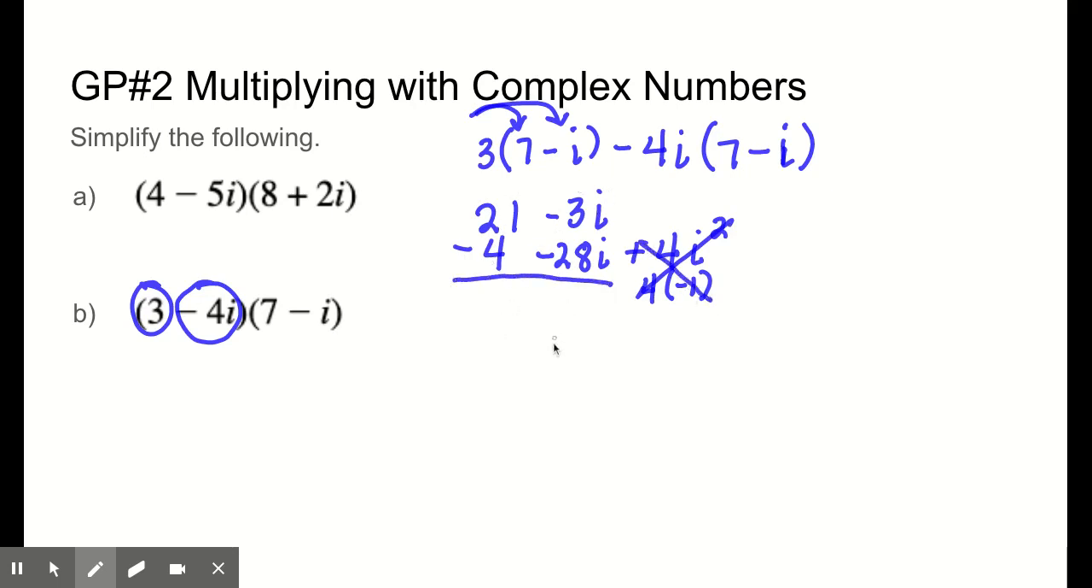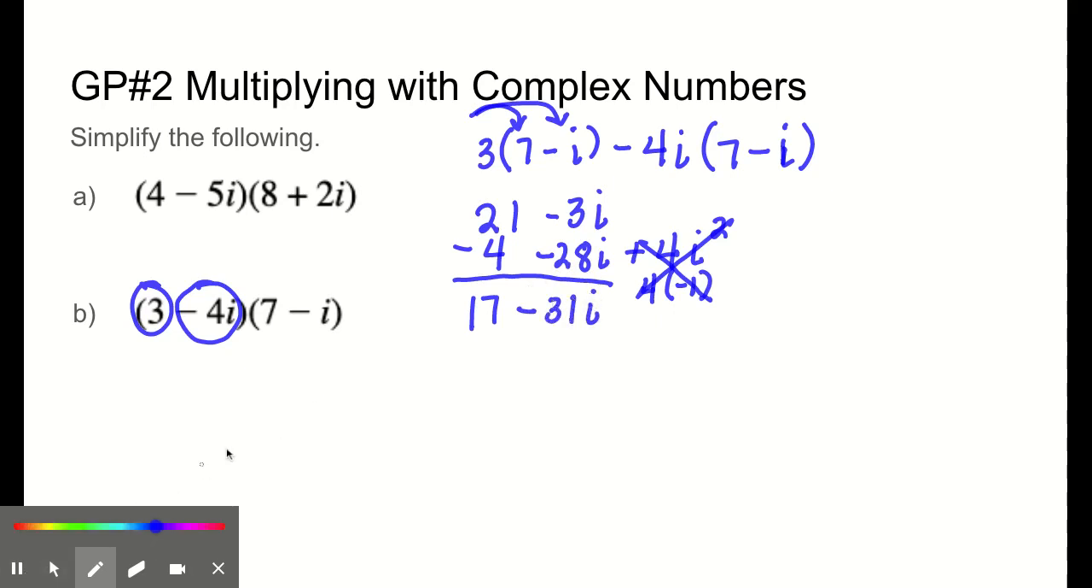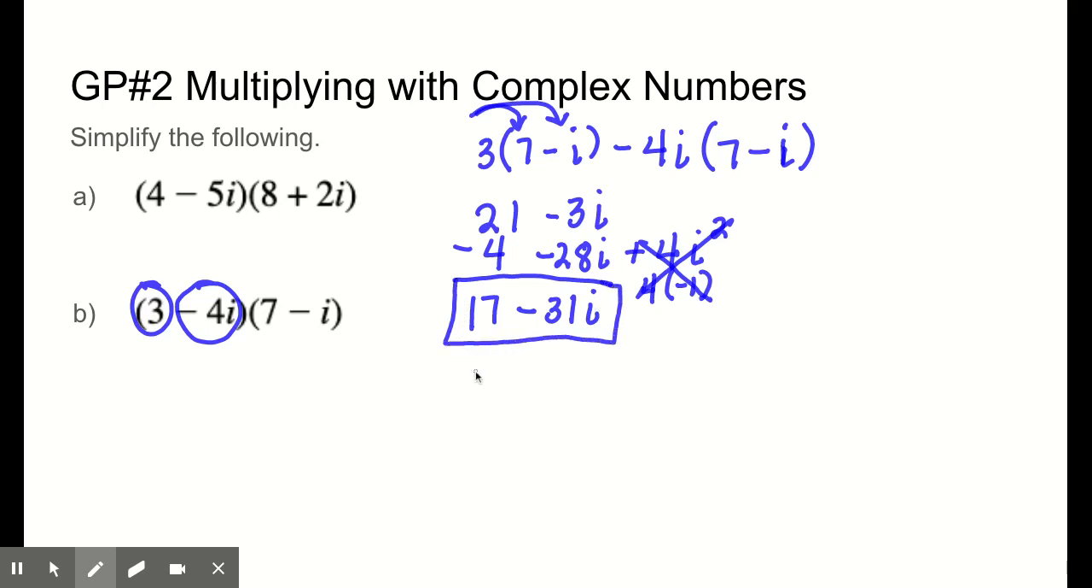So from here now I can go through and combine my like terms. 21 minus 4 is 17. And negative 3i minus 28i is going to give us negative 31i. So here our final answer is 17 minus 31i. Again, make sure your answer is in the form a plus bi, where the first is your real number and the second is your imaginary number. Don't forget to answer your essential question.